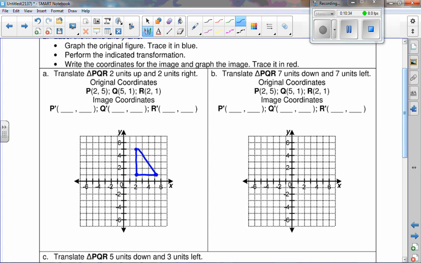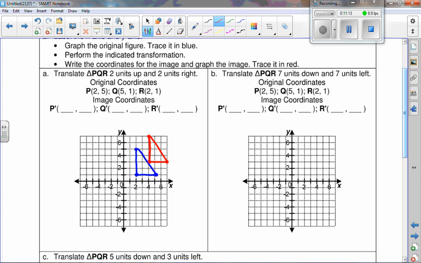And it asks me to translate this triangle 2 units up and 2 units to the right. So I'm going to pick one of my vertices and I'm going to move it over 2 units to the right and then 2 units up and plot my new point. And then I take another vertex and do the same thing. And then my third one, and I go over 2 and up 2. Now my new right triangle, I have translated it. I have slid it over 2 and up 2.